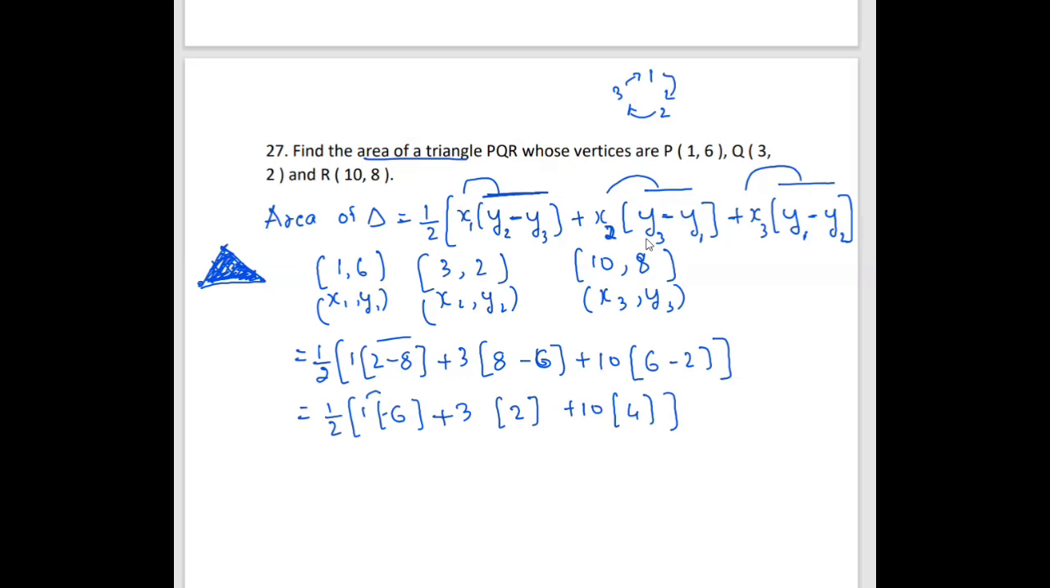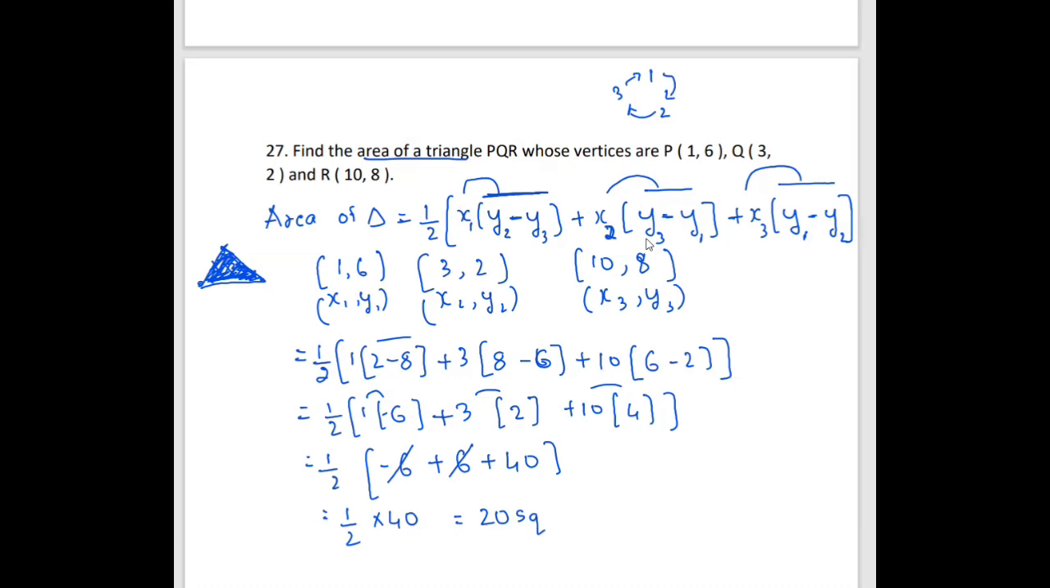What is the next step? Multiply these both, everywhere. So half as it is, 1 into minus 6, plus as it is 3 into 2, 6, and 10 into 4, 40. Correct? So these are the steps. You should be very careful when you solve this. Next, minus 6 plus 6 is gone. So half into what is remaining, 40. What is half of 40? It is nothing but 20. You should write square units.